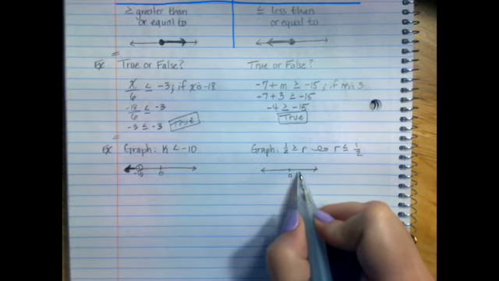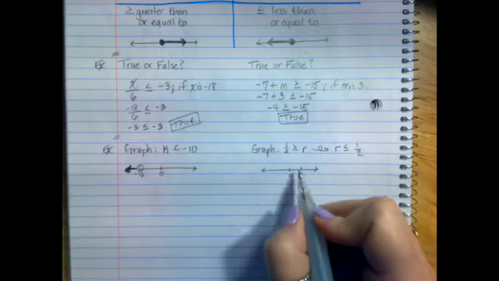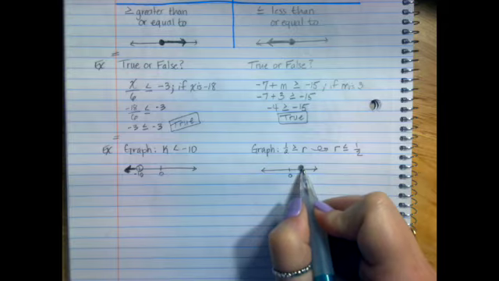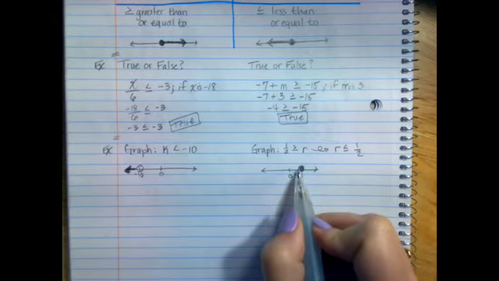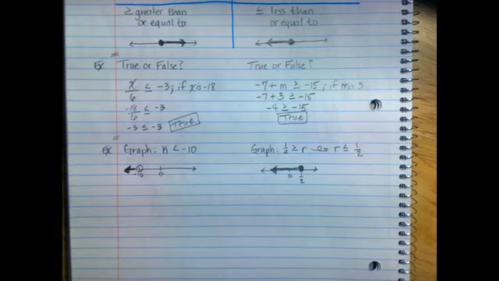So here's 0. We're just going to put 1/2 over here. Less than or equal to. So I am going to fill in because that value could be equal to 1/2. And I shade to the left. Hope that helps.